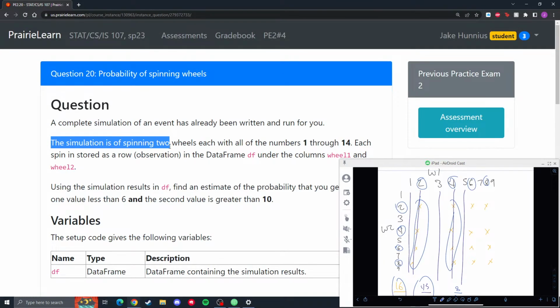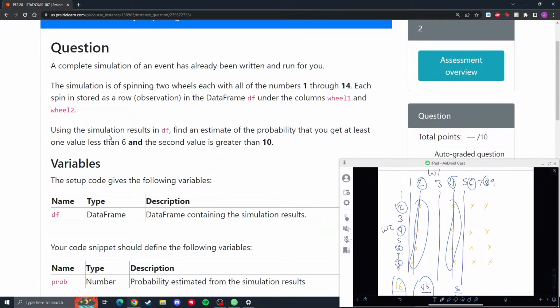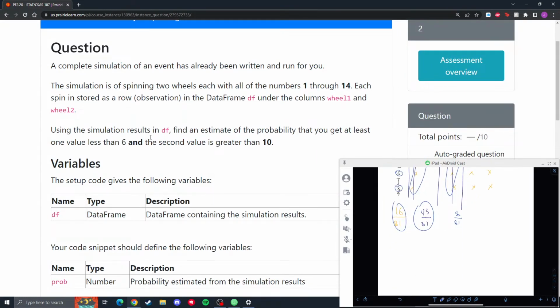The simulation is of spinning 2 wheels labeled 1 through 14. Each wheel is stored as a row under the columns wheel 1 and wheel 2. Find the probability that the first value is less than 6 and the second value is greater than 10. So now if we think about it, there's no possible way for wheel 2 to be both less than 6 and greater than 10.